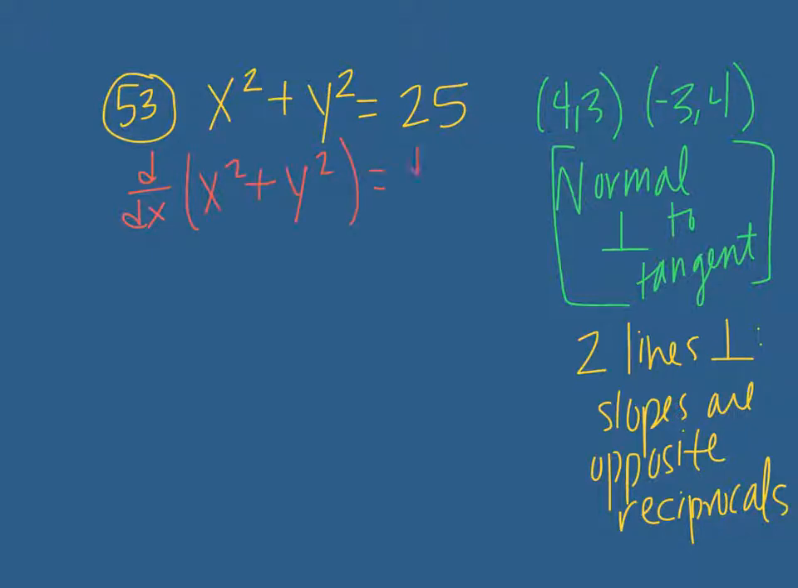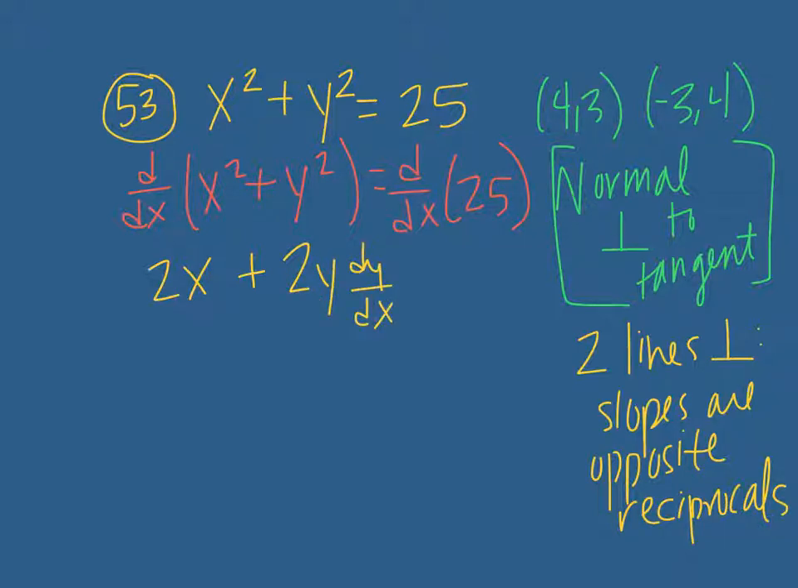And this keeps coming up, but this is a circle. I'm going to draw a picture of what's going on here in a minute too. But that is a circle with a radius of 5. So the derivative of this with respect to x is 2x. The derivative of this is 2y dy/dx, because of the chain rule. And the derivative of 25 is 0.